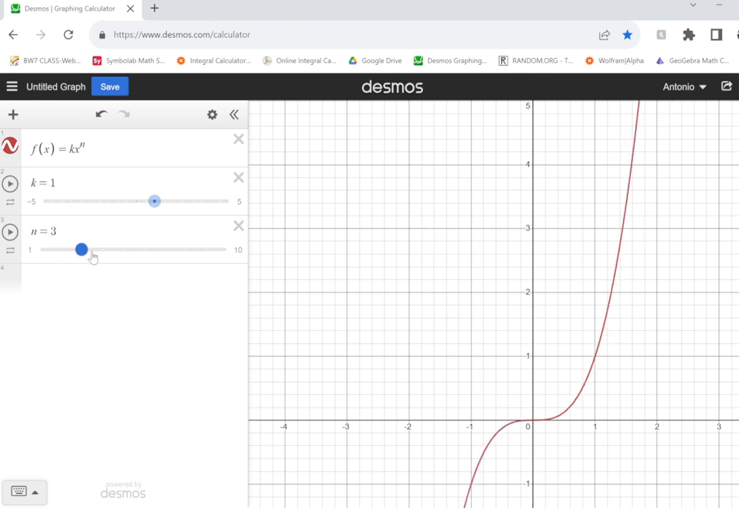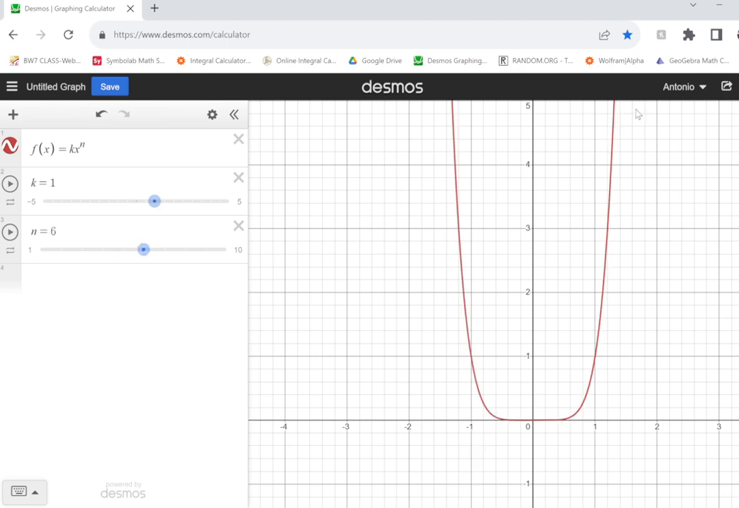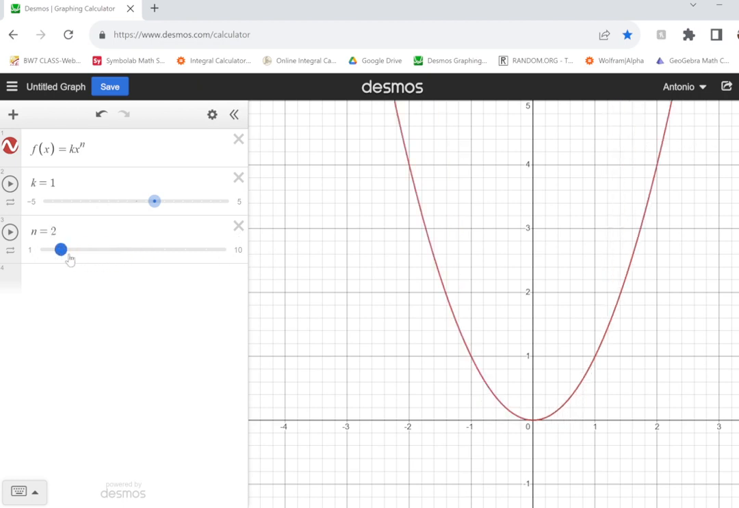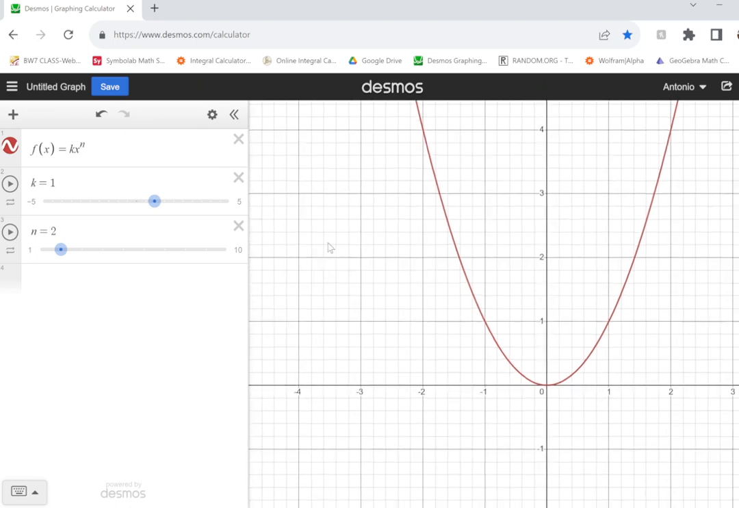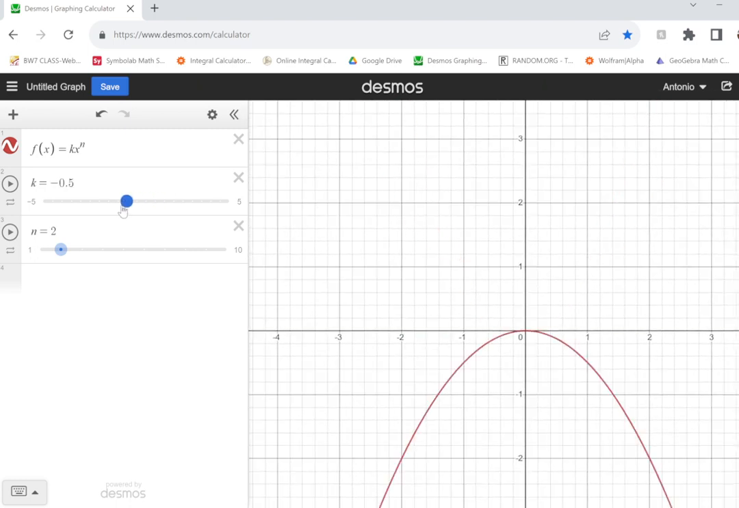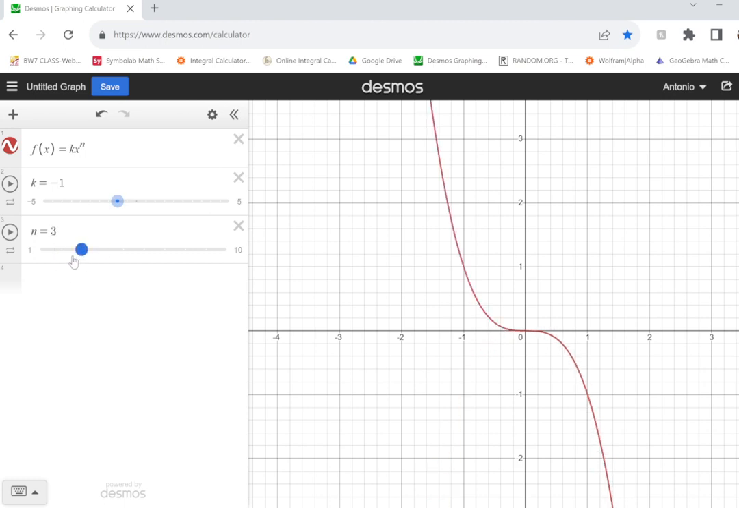As I get higher, it flattens out near 0, but it has that same general behavior at the end, at either end, whether positive infinity or negative infinity. So there's two cases to keep in mind here: where our n is even and where our n is odd. And also when the k is positive or negative, we get a different behavior here. You see the difference here.